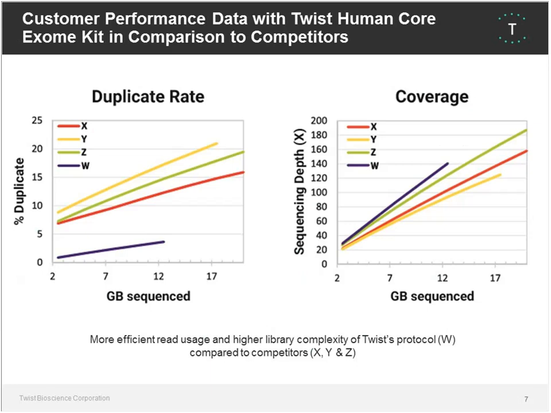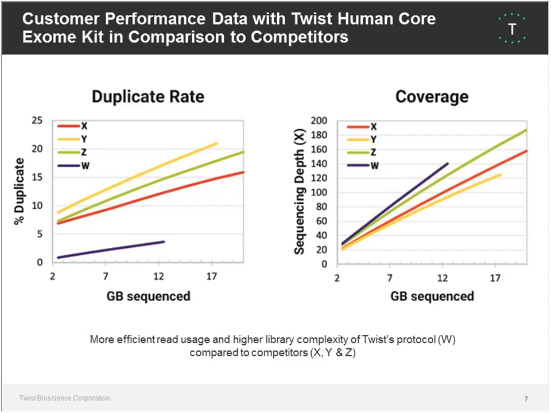To dive in a little bit deeper, I would like to show some data that was generated externally, which compares the Twist whole exome to other exomes on the market. Twist is shown in blue or dark purple, and the other exomes are shown in yellow, green, and red. And what you can see here on the right is that Twist by far has a very low duplicate rate, which had been echoed by Dr. Daber in his presentation.